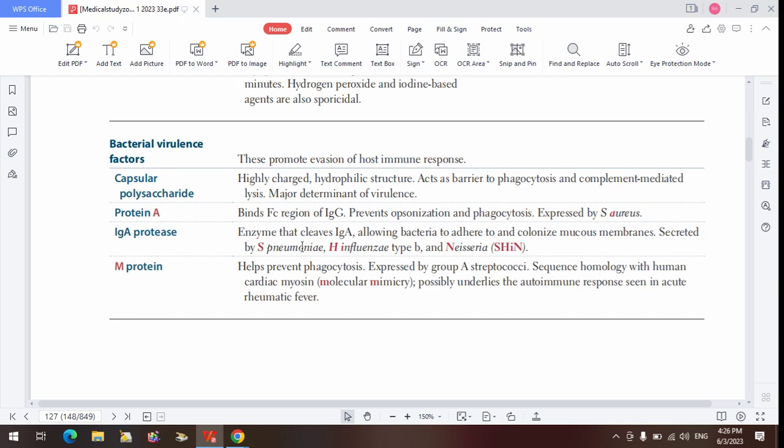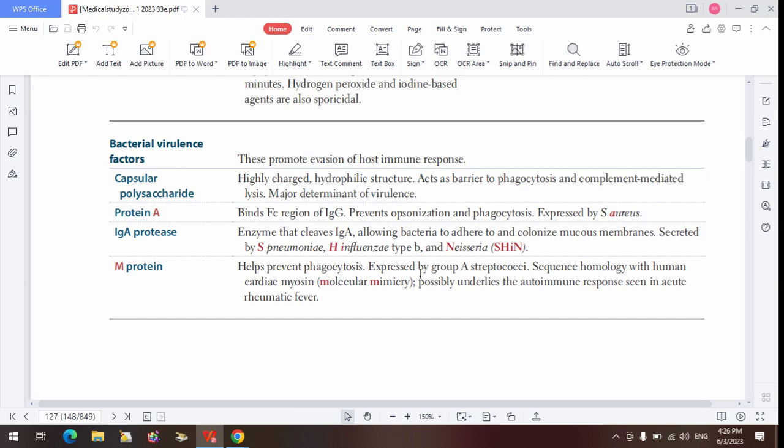So that's why Strep pneumo, Haemophilus influenzae type B, and Neisseria, which typically cause respiratory tract problems, develop that IgA protease, so that when they want to colonize the airway, they just release their protease enzyme that cleaves off the IgA from there, so that they can colonize the respiratory mucous membrane and cause problems. So from there you can have pneumonia. You can have pneumonia from H influenzae as well as Strep pneumo.